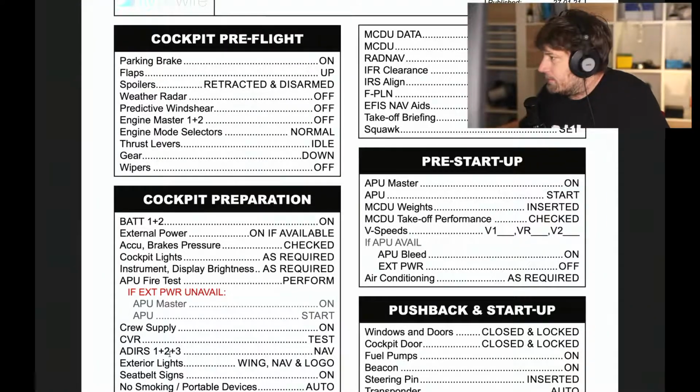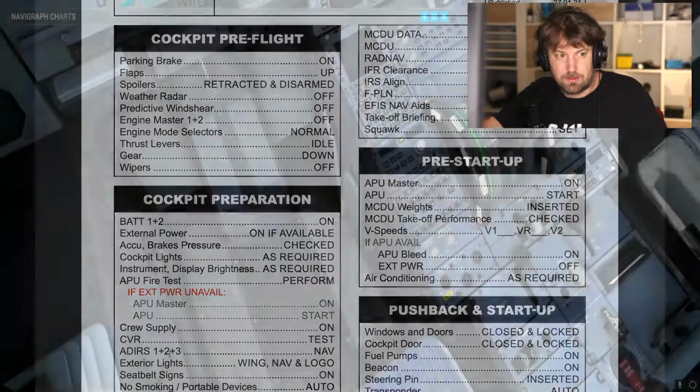So first we'll check that the parking brake is on. That's this one here. We'll also check that the flaps are up, which we confirm there. The spoilers are retracted in this position and they are disarmed, so down. The weather radar is off and the predictive wind shear is also off. Engine master switches are both off, and I'll switch back to the cockpit view.